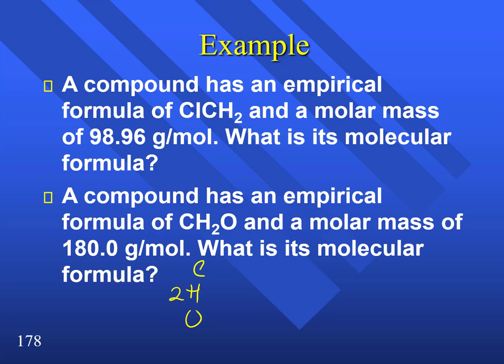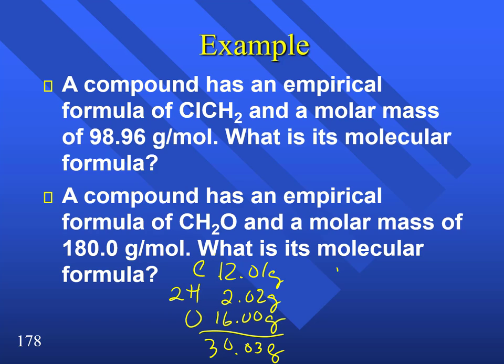Well, one mole of carbon would weigh 12.01 grams. 2 moles of hydrogen weigh 2.02 grams. 1 mole of oxygen would weigh 16.00 grams. So that's 3, 0, 10, carry the 1. 30.03 grams is how much 1 mole of CH2O would weigh.